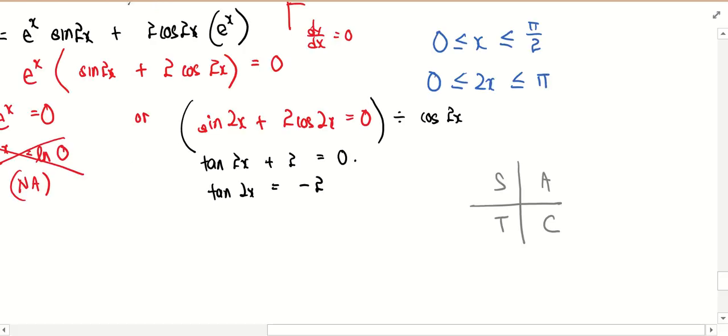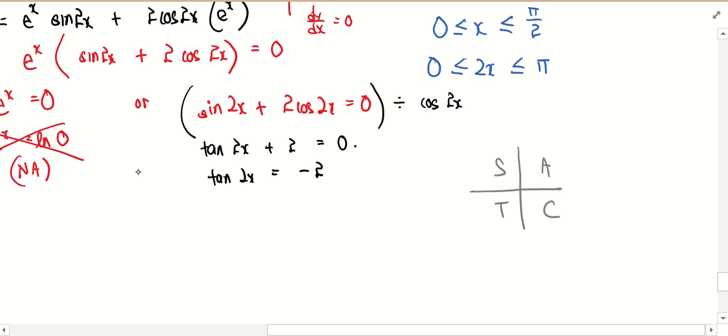Recall, if I want to solve for x, all the information is there. Take note, I need to find the reference angle or basic angle. Tangent inverse. Take note, can I use negative 2? No, I must use the absolute value, positive 2. It must always be positive. Whether it is negative or positive just determines which quadrant it lies in. So, let me press the calculator.